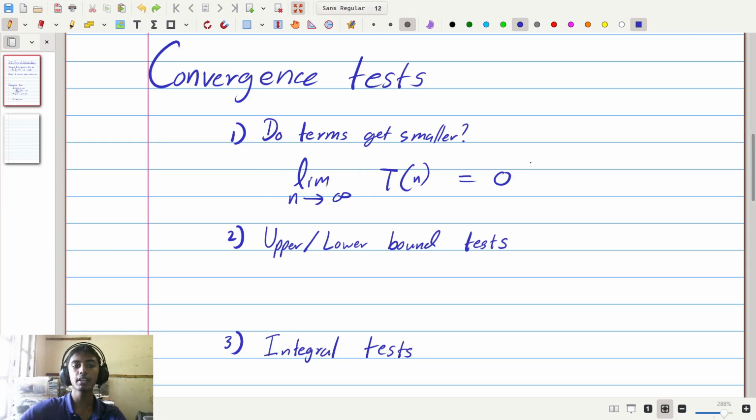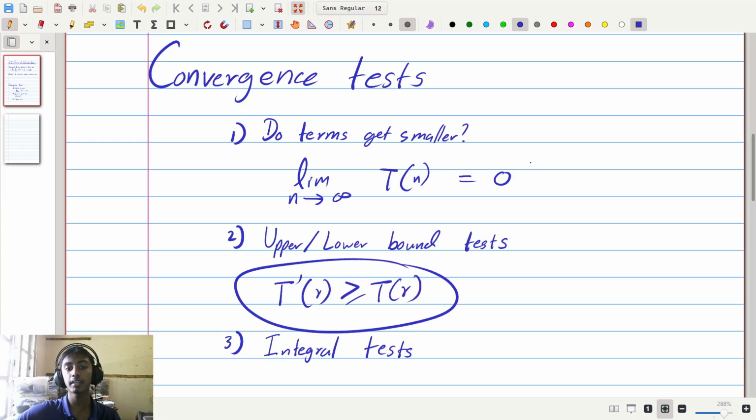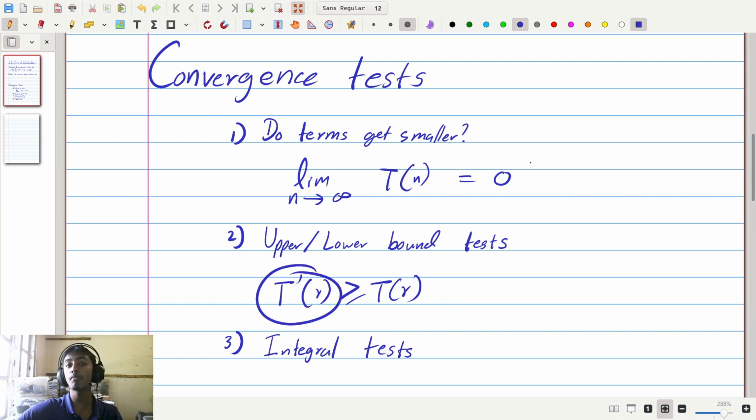The second thing is the convergence divergence test using upper or lower bounds. If we can find some other sum, let's say the sum that we are considering is t dash, the bounding sum, where t dash of r is greater than t of r, or maybe greater than or equal to t of r, then it would be an upper bound, since the sum of all the terms t dash of r is going to be greater than the sum of all terms t of r, since every single term t dash of r is greater than every single term t of r. This would be an upper bound.